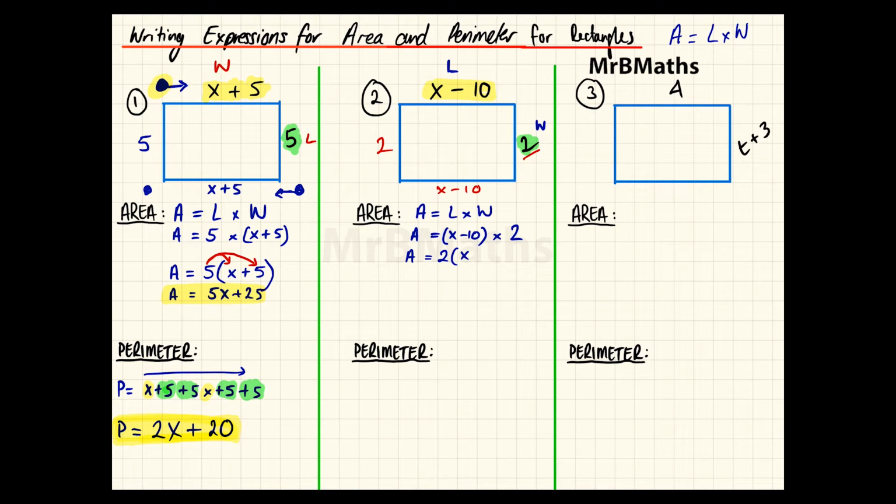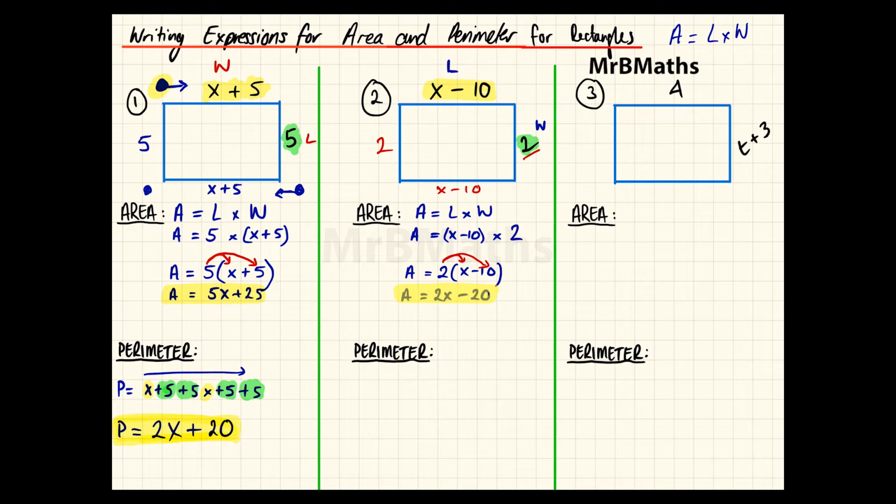Okay, and I've just moved the 2 to the other side just to make it similar to how we've expanded before. So if I just move this down, again I do my expansion, so 2 times x, which will give me A equals 2x, and then 2 times minus 10, which will give me minus 20. So in terms of my expression for area, it is A equals 2x minus 20.